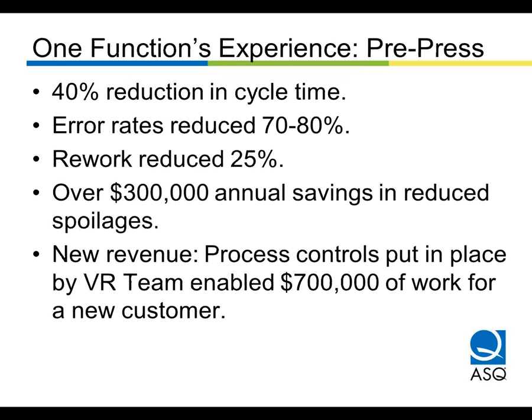One of the functions, prepress, which is the process that converts digital documents into formats required for creating a printing plate or etching the cylinder in the gravure printing process, applied variation reduction, and over the course of their implementation they saw a 40% reduction in cycle time, error rates reduced 70 to 80%, and 25% reduction in rework, and over $300,000 annual savings in reduced spoilages.